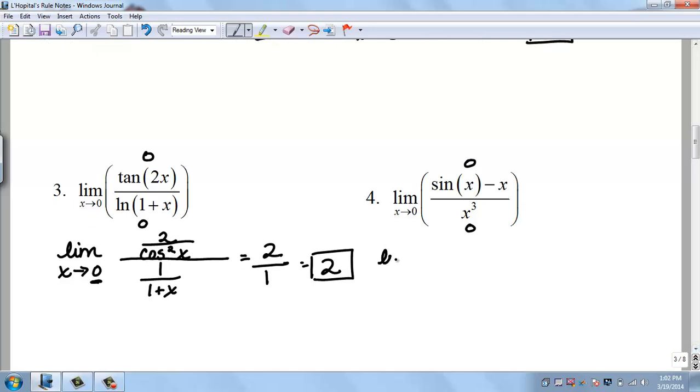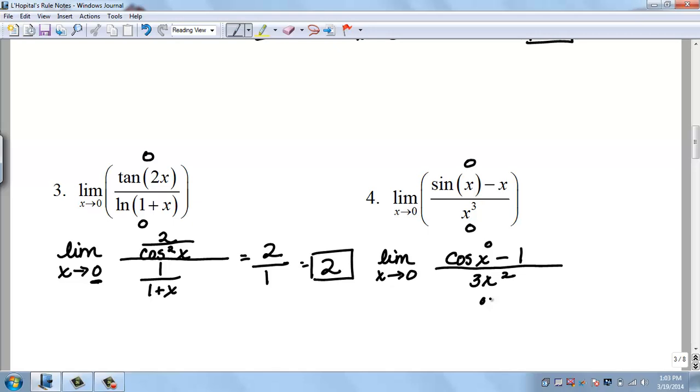So I do the limit as x approaches 0 of, now the derivative of sine is cosine x, minus 1, all over 3x squared. Now, as soon as you do that, you try plugging in 0. So I do. Cosine of 0 is 1. 1 minus 1 is 0. Oh, I still get 0 over 0, so I have to keep going.